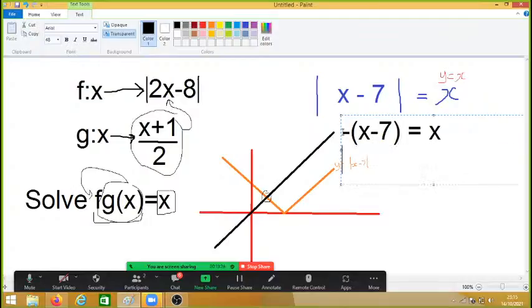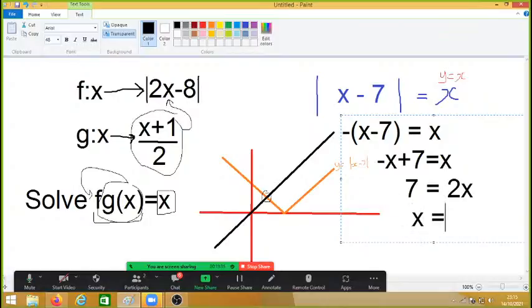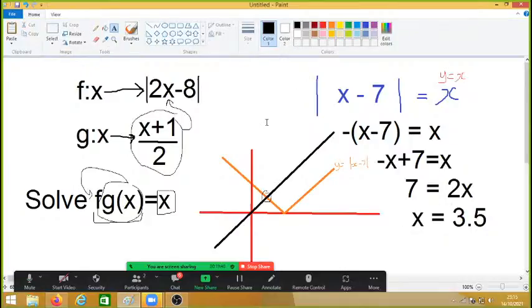We can expand the brackets. Minus x plus 7 equals x. Take the x's to one side. 7 is equal to 2x. And then solve for x equals 3.5. We also want to give the y coordinate really, but you can do that by just substituting into the graph y equals x, the equation y equals x, and you'll find out y is also equal to 3.5.